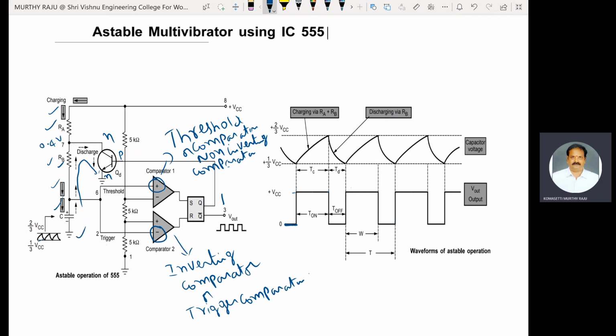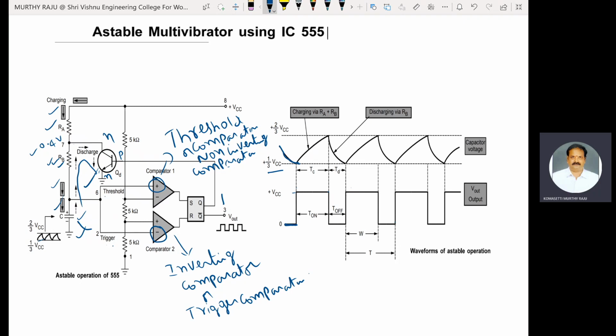Here, between ground and 0.4 volts, two elements are there, resistance RB and capacitor C. The capacitor already has some charge. Therefore, due to this condition, the capacitor discharges through the transistor shown in the figure, down to 1/3 VCC. The capacitor voltage is nothing but the trigger voltage.